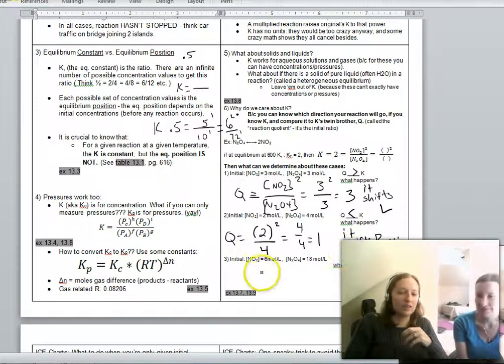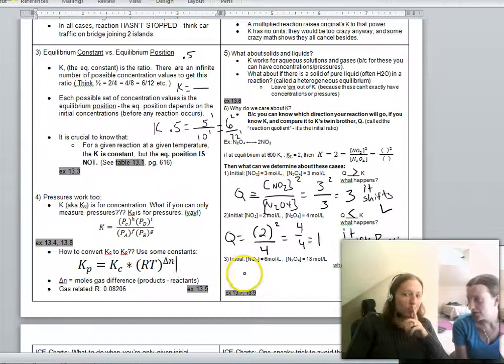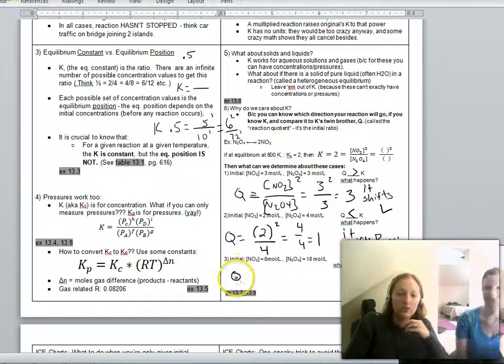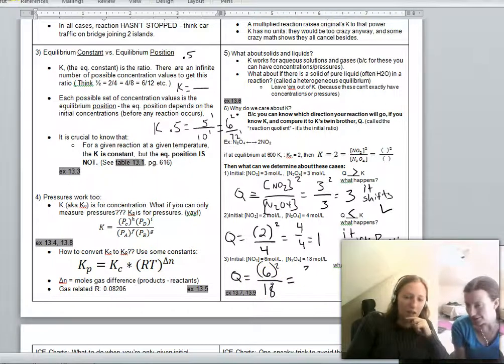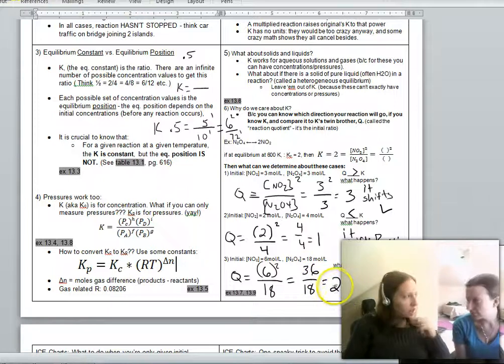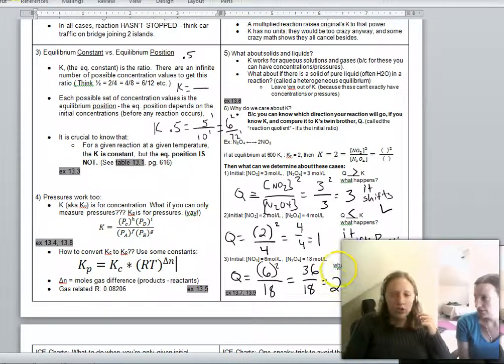All right, next. Can you guess what this one will be? The same. Shh, don't tell though. Okay, so in this situation, you've got Q, your NO2, which goes on top, is 6 squared over 18. What's 6 squared? 36. And what is 36 over 18? 2. So when Q is 2 and K is 2, my goodness, look at that.